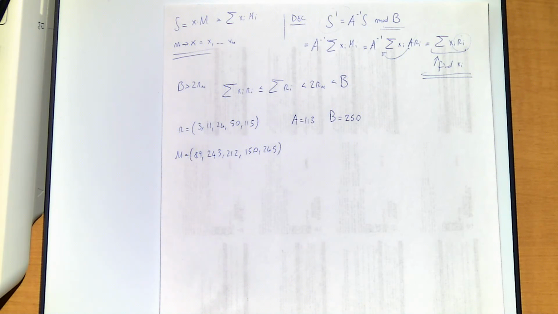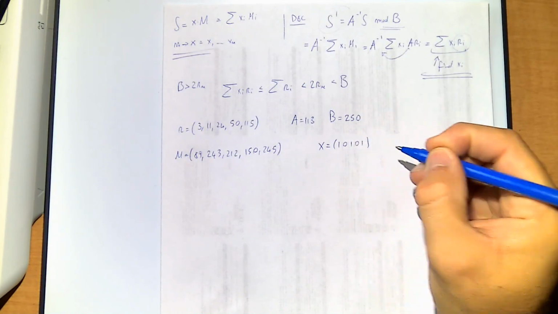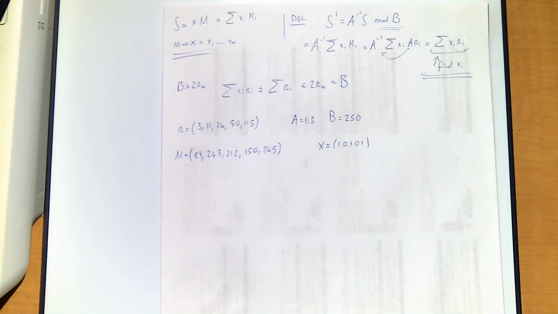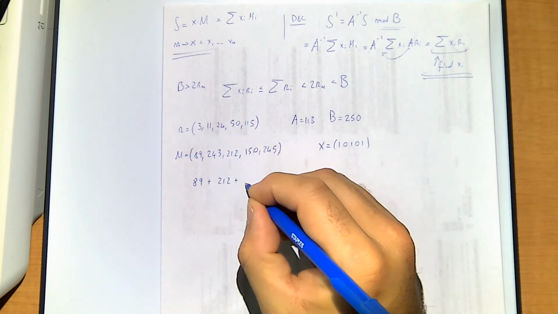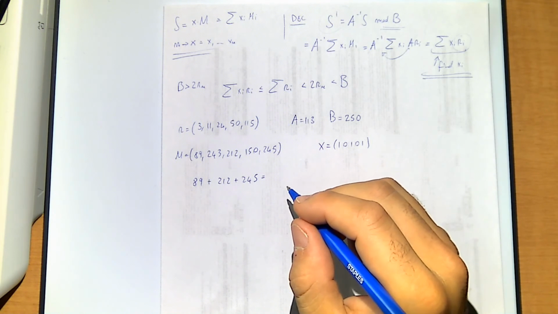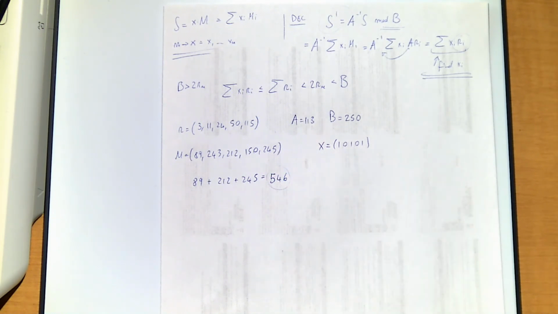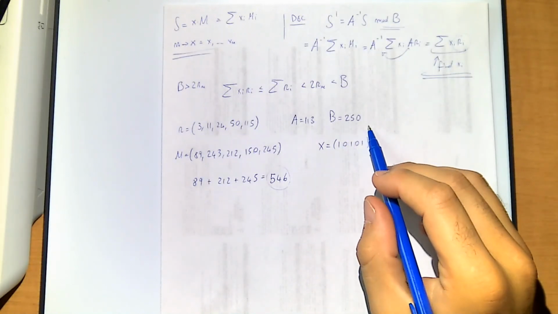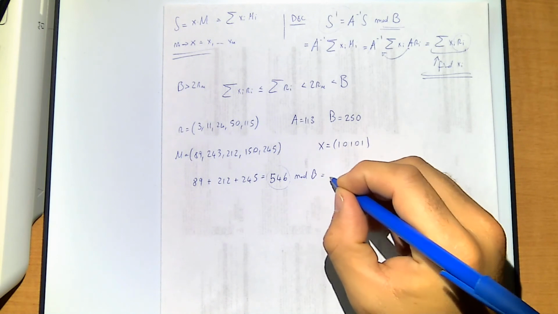Okay, now suppose that I'm sending X to be exactly 10101. That's my message, right? I encode it in a bit string, it's a very natural thing. So I'll just do this times that. It means that it's 89 plus 212 plus 245, right? Which gives me my ciphertext as this. Okay. Now, of course, I want this modulo B. So it's just 546.